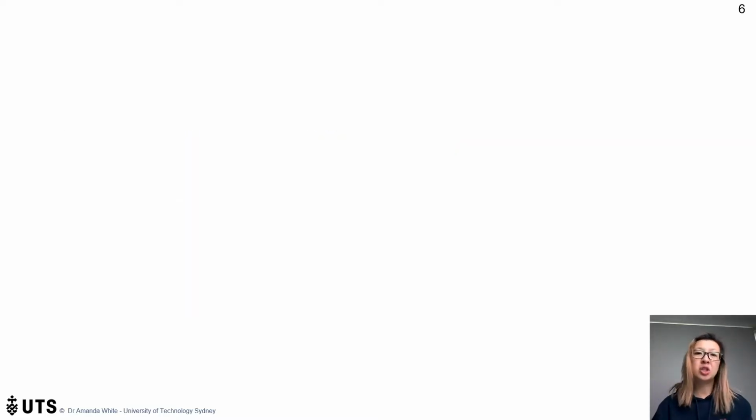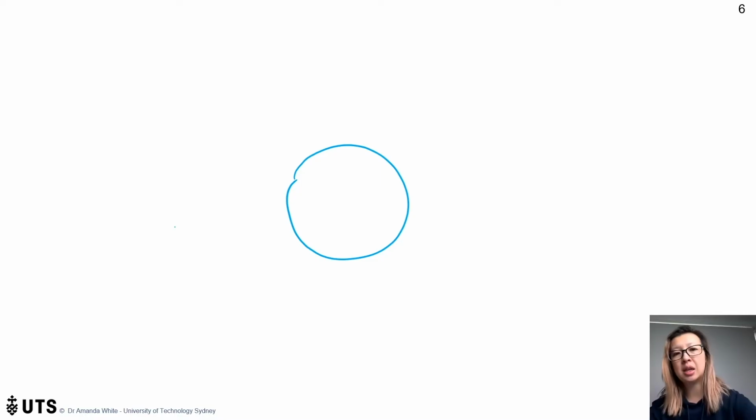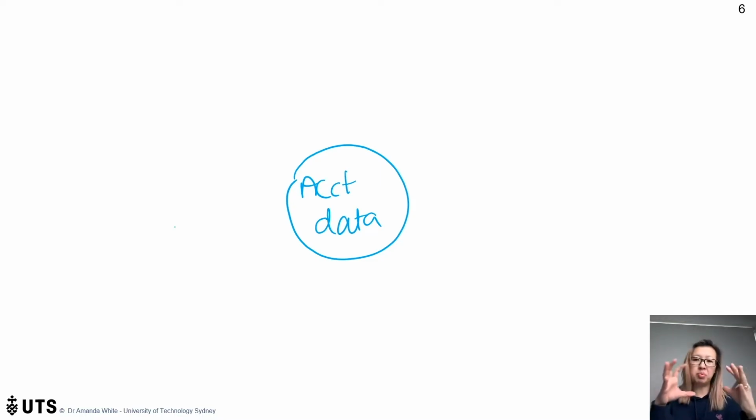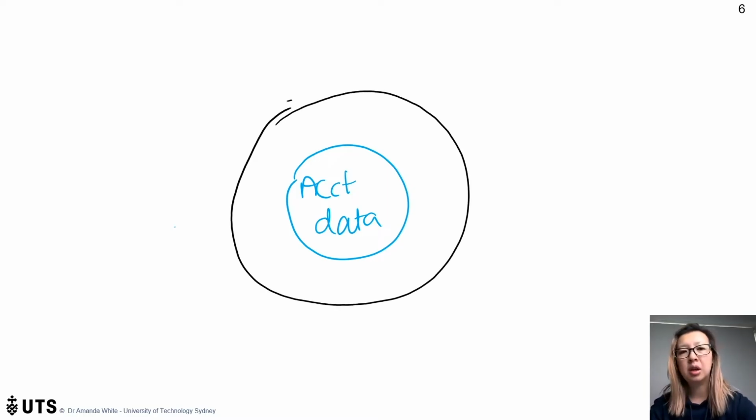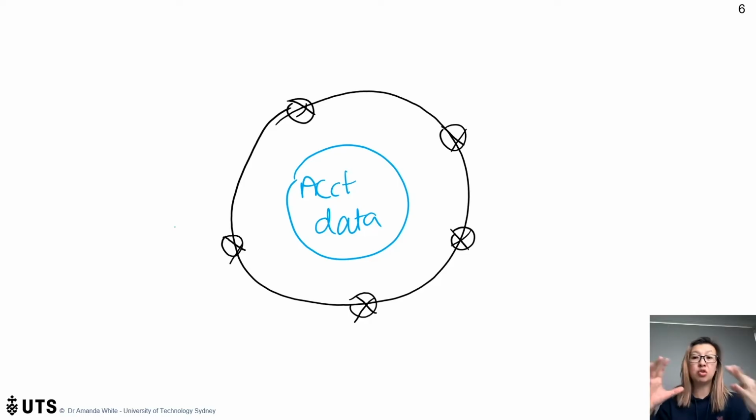So first off, let me diagrammatically explain why we need to worry about systems of internal control. So I'm going to start here with some accounting data. All right, imagine that's the pool of all of the transactions from our information systems that helps us generate our financial reports. Now, our system of internal controls really acts as a barrier around our accounting data. And these little X's here with the little circles are essentially control checkpoints.